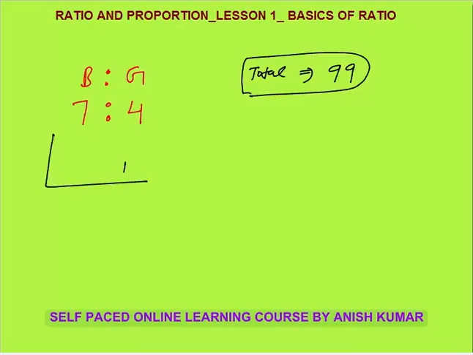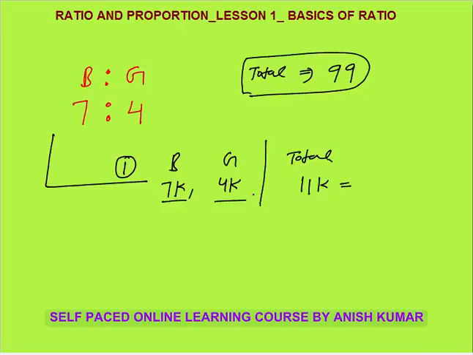The first method: boys and girls are in the ratio 7:4. So we will take boys as 7k, girls as 4k. This is the best method. Whenever the ratio is given, convert the ratio into numbers by multiplying by the same constant. The ratio will not change. 7k and 4k. So total number of students is 11k. 7k plus 4k, 11k is equal to 99. We will get k equals 9.